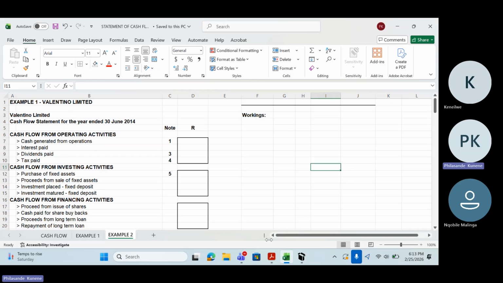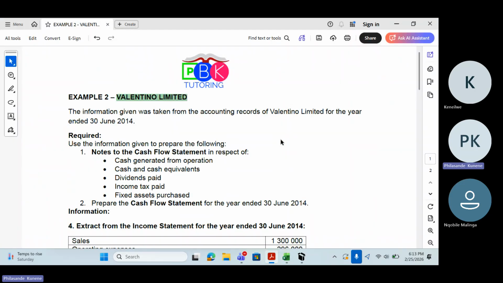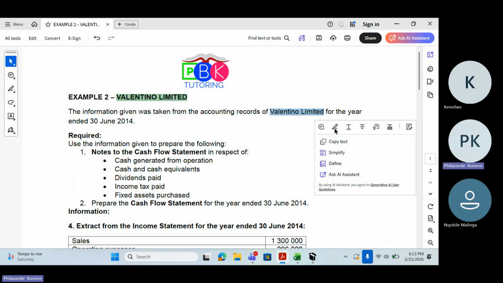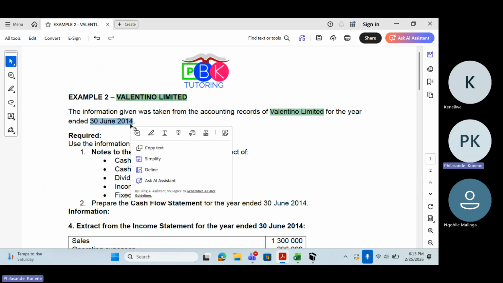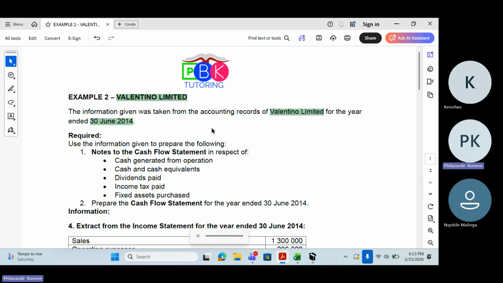We might have to adjust it if we have to. But I want us to look at this information that is provided to us. They're saying here the information given was taken from the accounting records of Valentino Limited for the year ended 30 June 2014. So this is Valentino Limited, the company that has a financial year-end of 30 June.